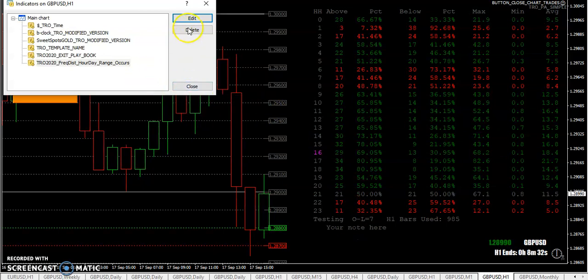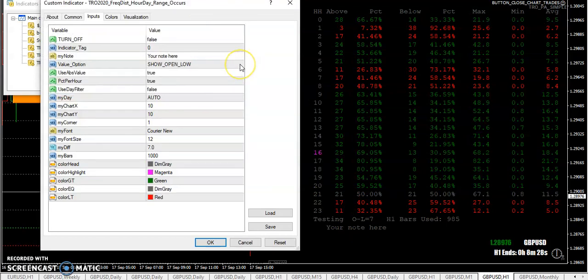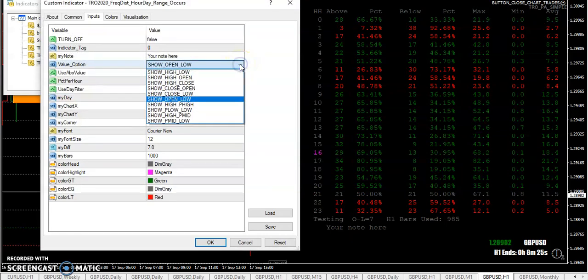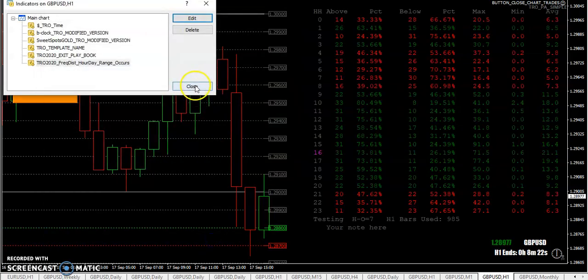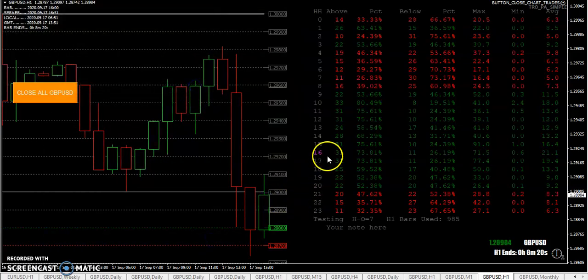So that's open minus low. So now let's look at the high minus the open again. So here was 31. And was it at 32 before? So if you took 32 trades and won 31, and you made 2 pips.